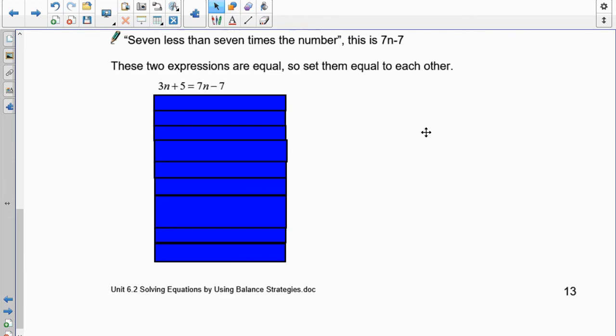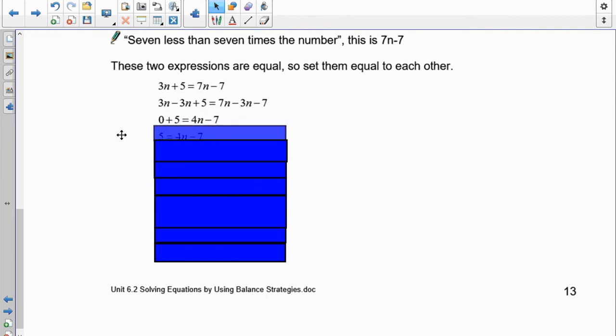All right, well, again, make sure everything stays positive. So in order to make sure that 7n here stays on the positive side, I'm going to take 3n from both sides. 3n take away 3n is 0. 7n take away 3n is 4n. And cleaning it up, I now have 5 is equal to 4n minus 7.